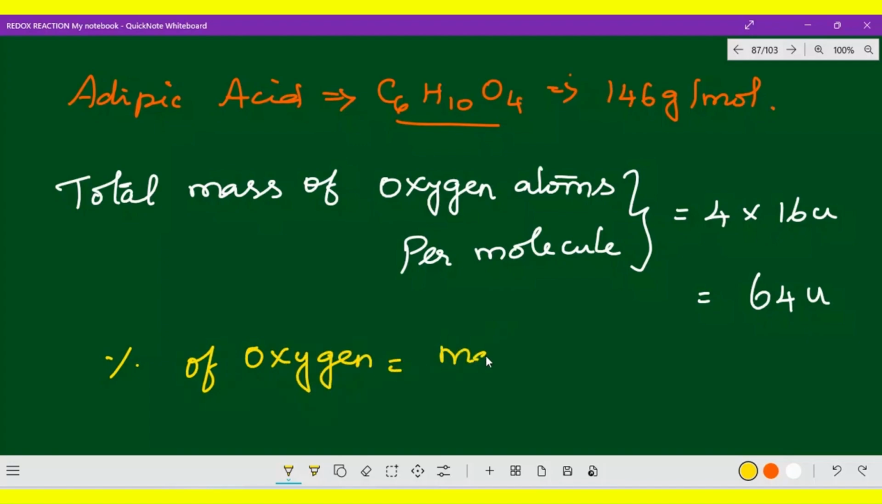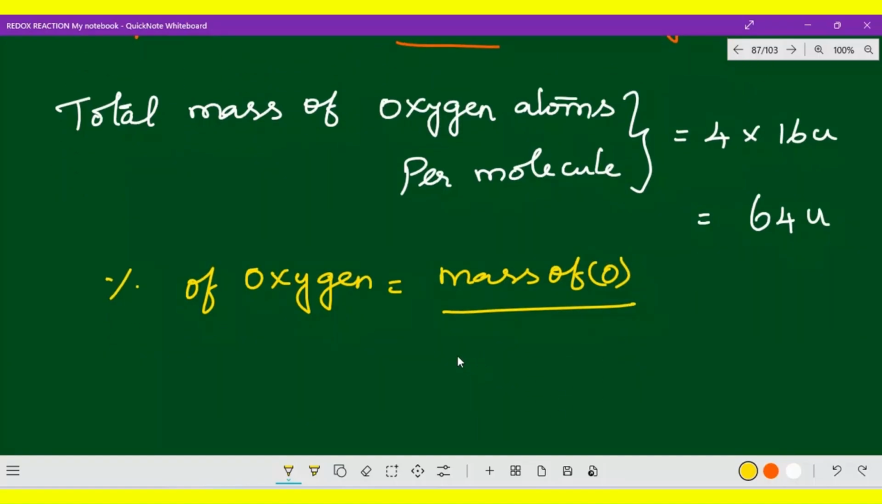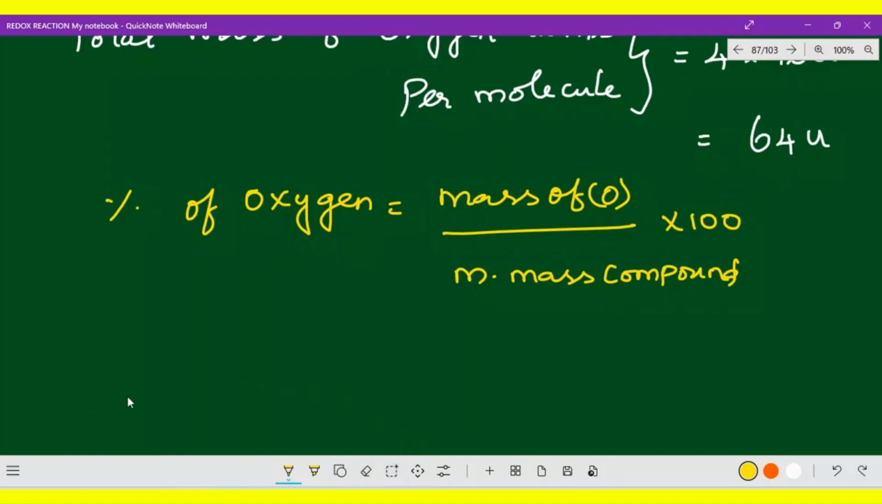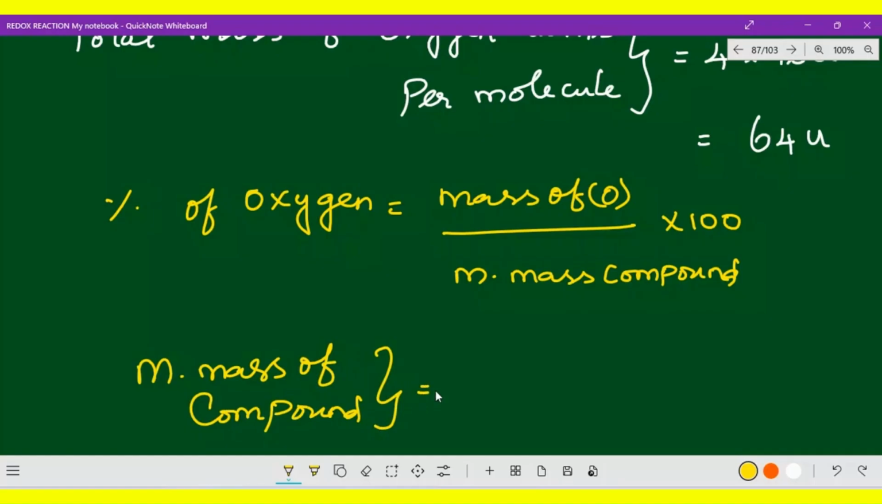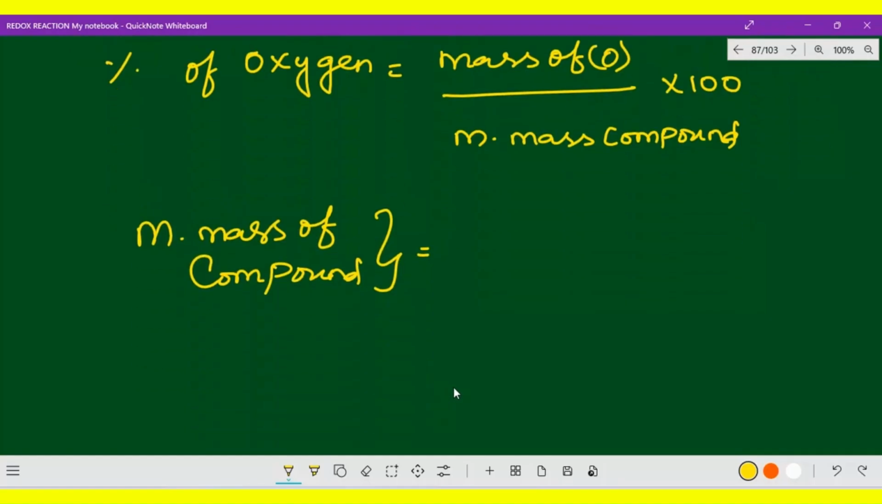directly. So mass of oxygen divided by molar mass of compound, the molecular mass of compound. Percentage, right? So into 100. So molecular mass, we can bring it outside. So molecular mass of compound equals, so we'll go for it.